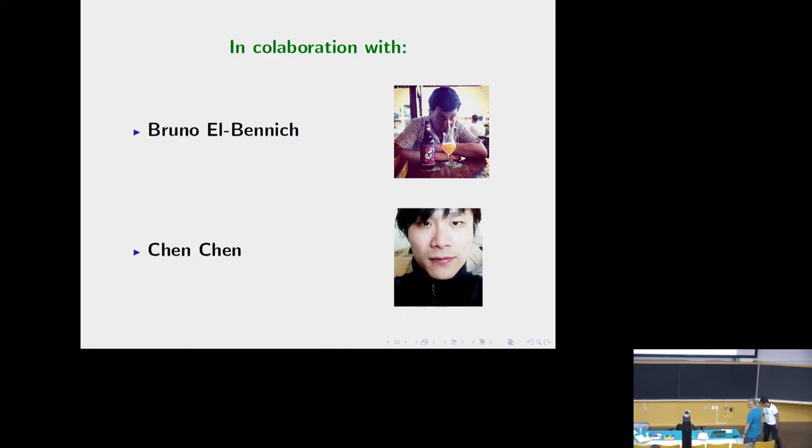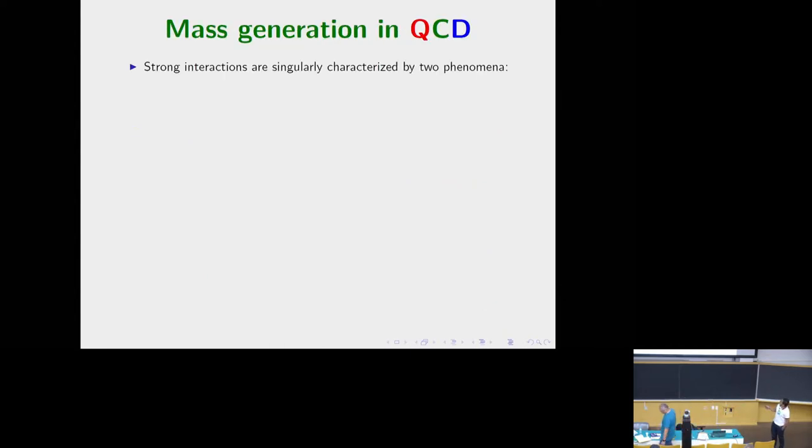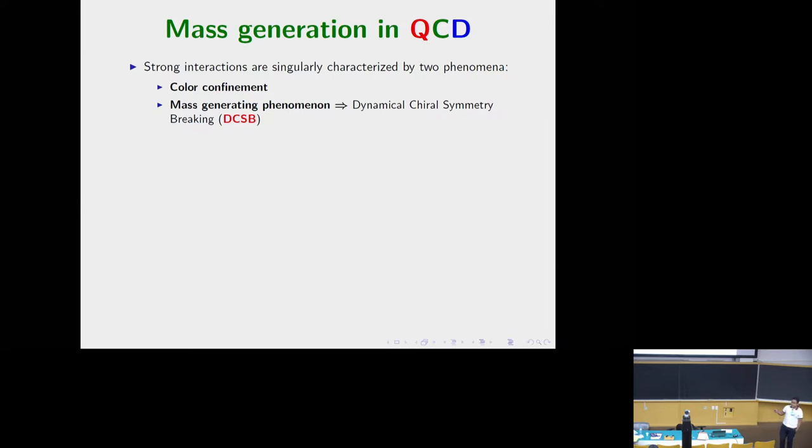I'm going to start my presentation talking about the subject of this workshop, which is mass generation in QCD. And as we know today, non-perturbative quantum chromodynamics is singularly characterized by two phenomena. Color confinement, which is related to the empirical fact that color particles are not observed free in nature. And the most effective mass generating mechanism, which is driven by dynamical chiral symmetry breaking.